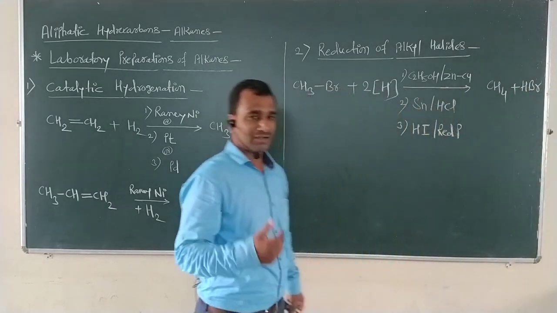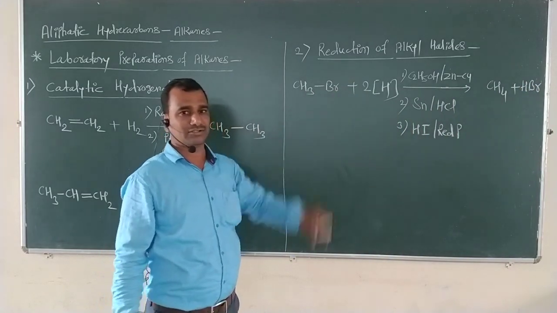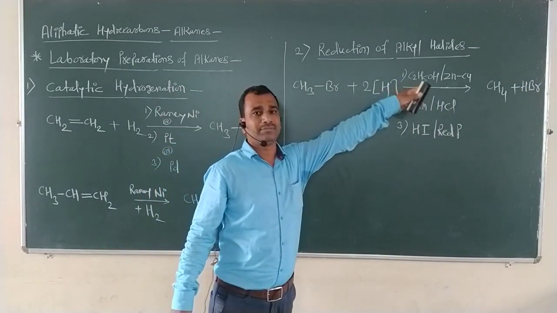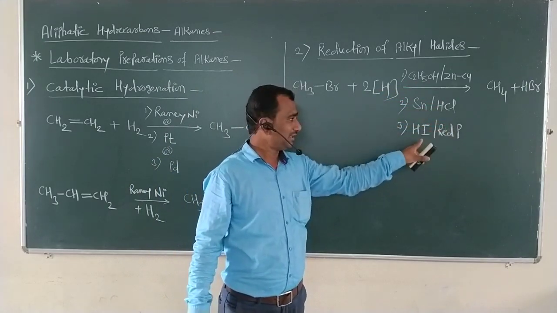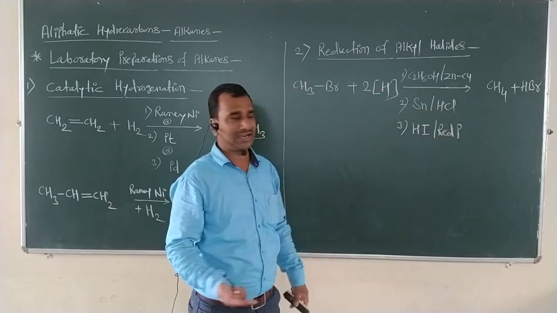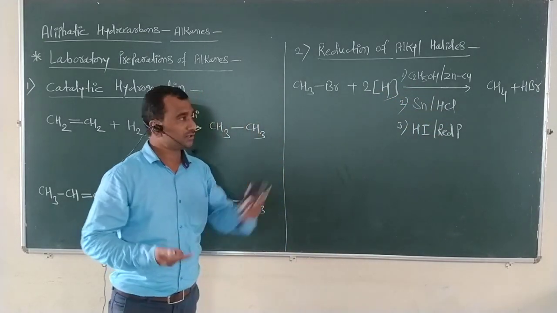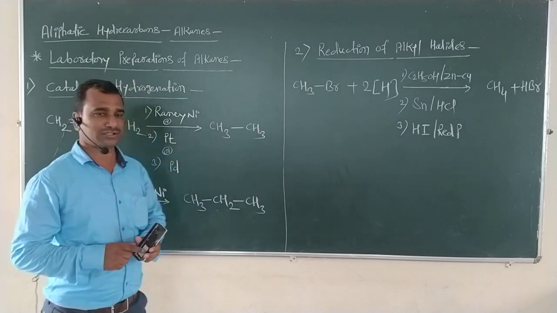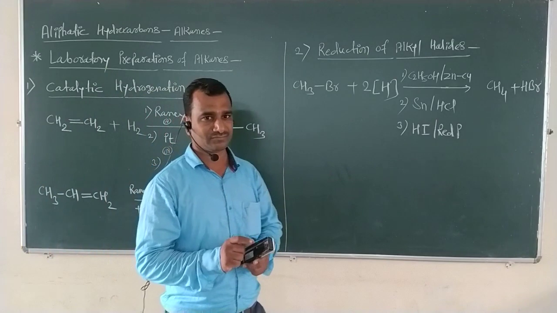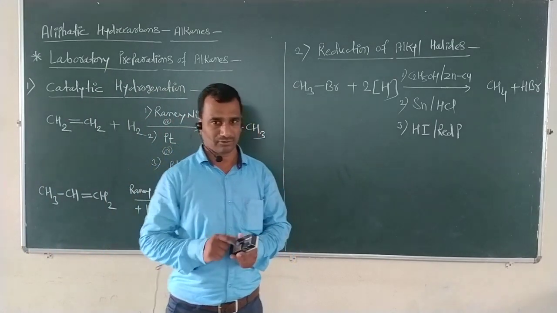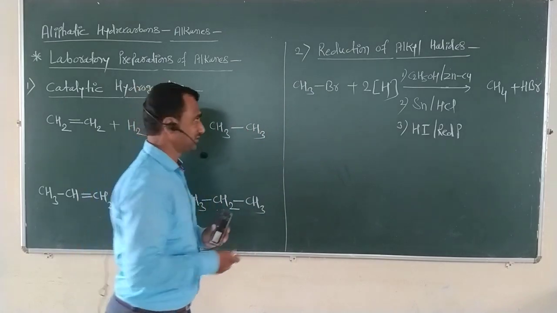So whenever an alkyl halide is reacted with nascent hydrogen in presence of either ethyl alcohol with zinc copper couple, or tin with HCl, or HI with red phosphorus, you will get methane as the main product, which is the formation of an alkane. By using this reduction of alkyl halides, you can form a suitable alkane along with some byproduct. This is the first simple example. Let's take another example.